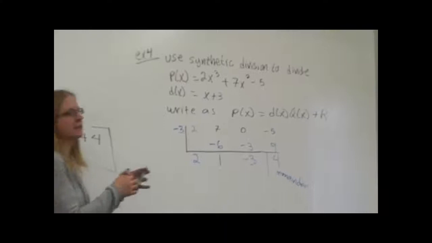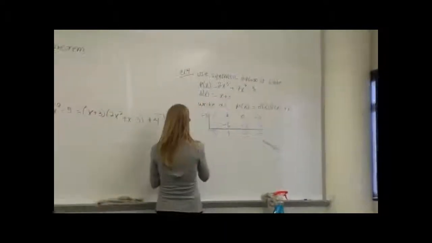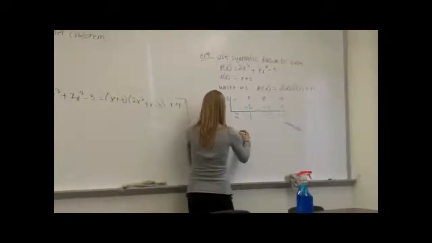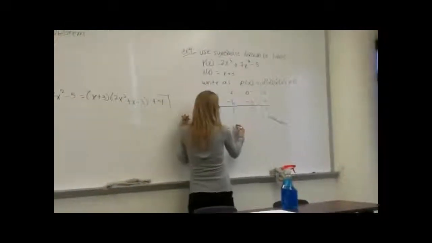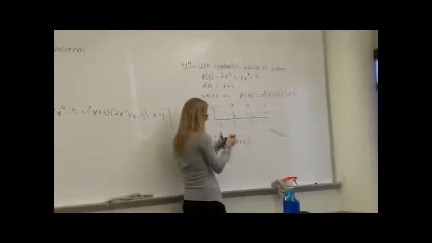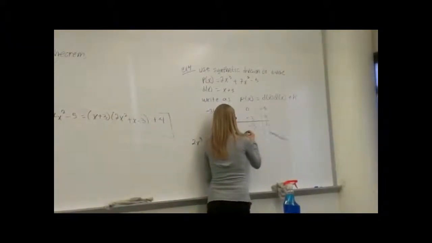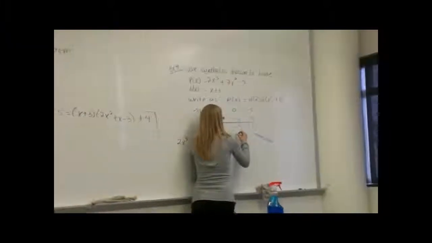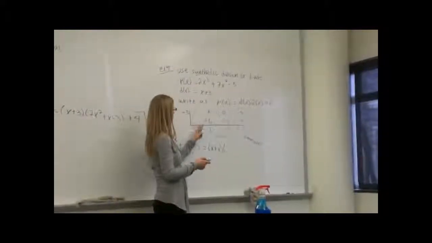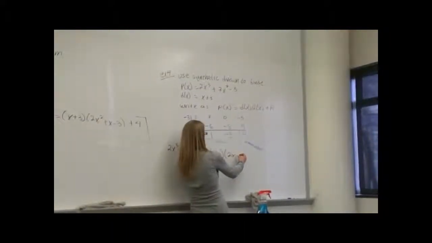Okay, so how do we write this as the answer? We need to do the p of x equals and so on. My polynomial was 2x cubed plus 7x squared minus 5, equals, what was my divisor? My divisor was x plus 3, right? And then the quotient, here's the hint. This is your quotient. Those are the coefficients of your quotient. It started as an x cubed, so now it's going to go down to an x squared. So this now becomes 2x squared plus 1x.